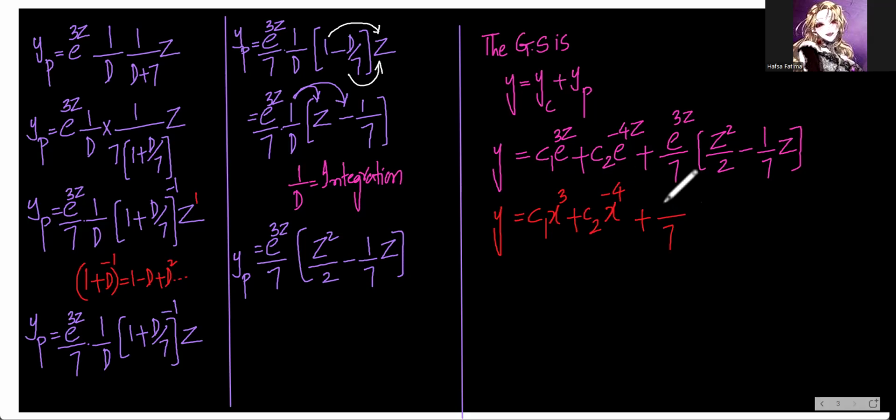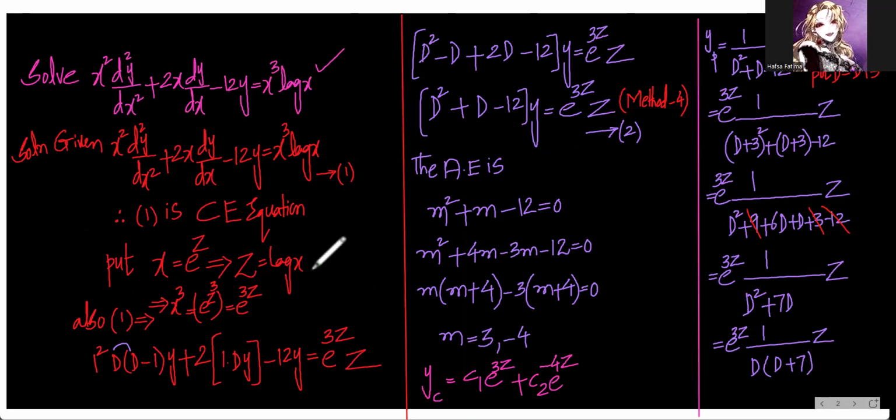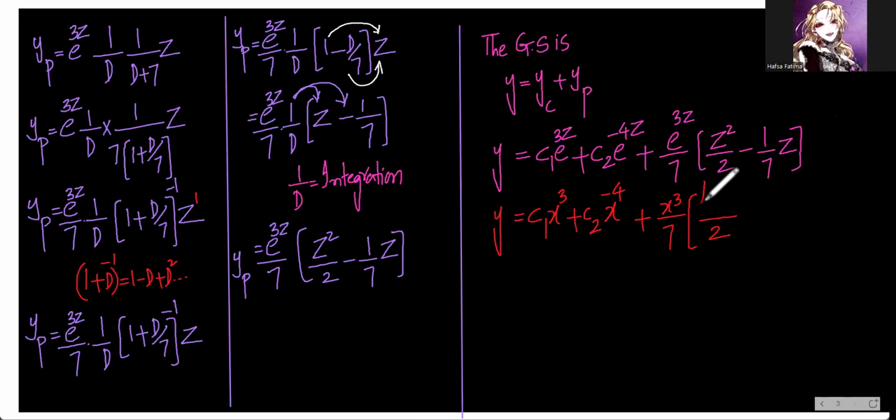e पावर 3z इज नथिंग बट x क्यूब into divided by 2, write down as it is, z value. If you see our z value is log x. So it is log x, and that square is also there, log x square, minus 1 by 7 into z value is one more time, it is log x. ये close it and ये finally आपका प्रॉब्लम हो गया है कंप्लीट.